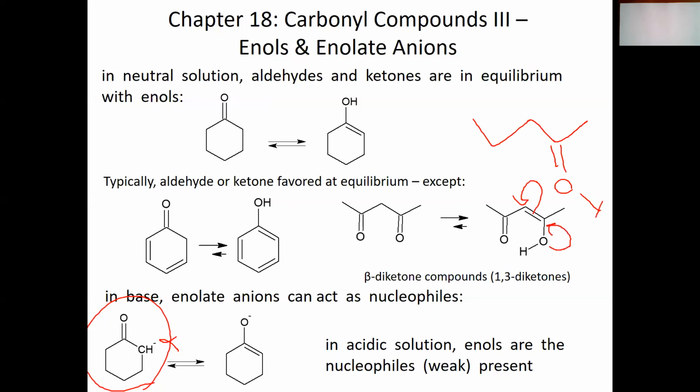So if you drew a resonance version of this enol up here, you could see why that alpha carbon, there's an H over there that you can't see, could have a negative charge. That alpha carbon can attack things, whether it's an enol or enolate. The alpha carbon is the nucleophile in all of this chapter.